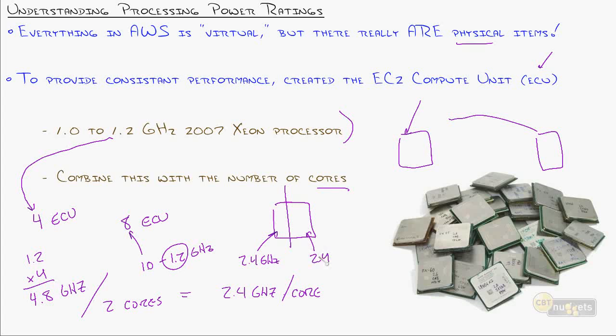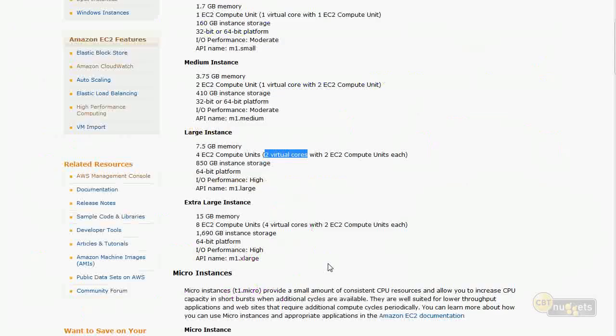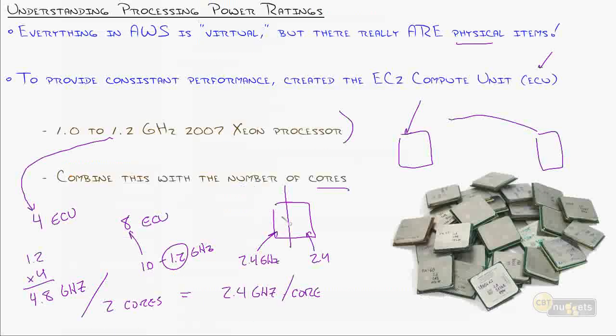It's kind of a complex way to get there, but once you get it, you're like, oh, that kind of makes sense. Well, let me look at one more before I give you an actual live example. Let's look at the extra large. We've got 8 EC2 units, so that's 4 virtual cores with 2 ECU units each. So same kind of thing. If I were to take 1.2 gigahertz times 8, we've got 6 carry the 1, 9, right?